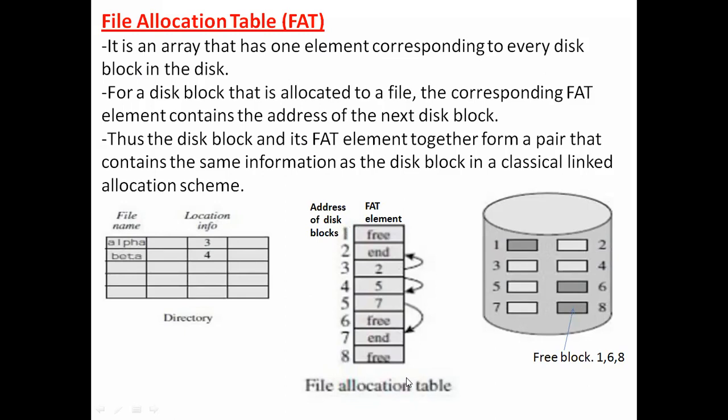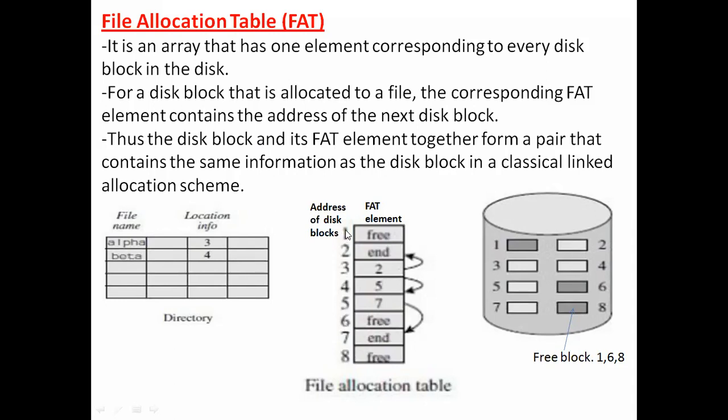And this will be in terms of an array structure where each and every field will be indicating the element corresponding to every disk block in the disk, right? So as you can see here, disk block address 1, disk block address 6 and disk block address 8 are free here, right?